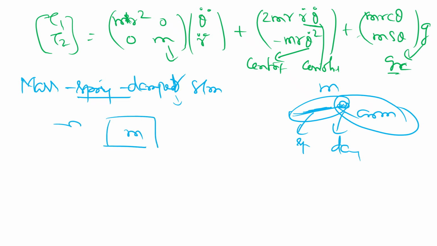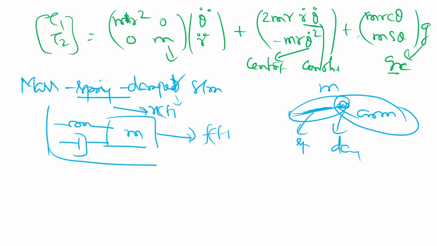Okay, so here you have a spring, and this is your dashpot. Here you're applying force, and as a result, you will have a displacement. And this is K, this is B.